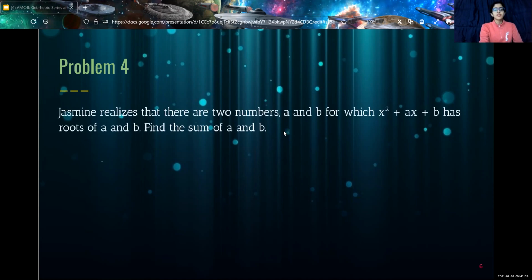Okay, problem 4. Jasmine realizes there are two numbers, a and b, for which x squared plus ax plus b has roots of a and b. Find the sum of a and b. So, I think one person, no, okay, wait, sorry. I don't think anybody got this correct. So, again, we're going to go for what we think the steps are.